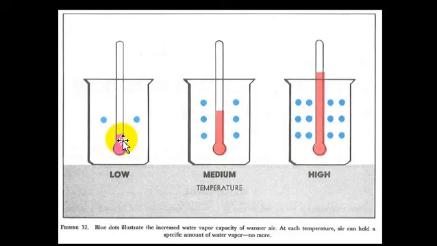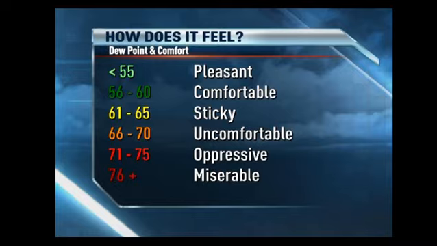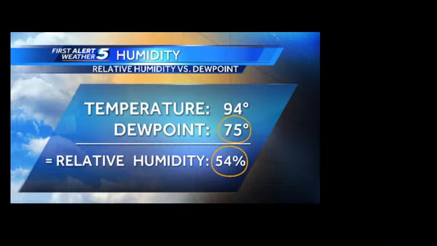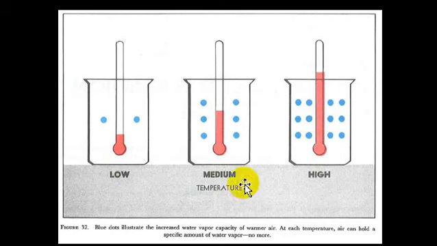The blue dots illustrate increased water vapor capacity. When we have a low temperature, it's very, very cold, you see the two dots, that represents water vapor. When we bring it up to a medium temperature, let's see, 94, 2.75, relative humidity is high in that sense. So we get about 70, 80 degrees, we're at medium. We have more water vapor because the temperature increased. Then we go high, and then we have a lot of water vapor. This is like 100 plus.